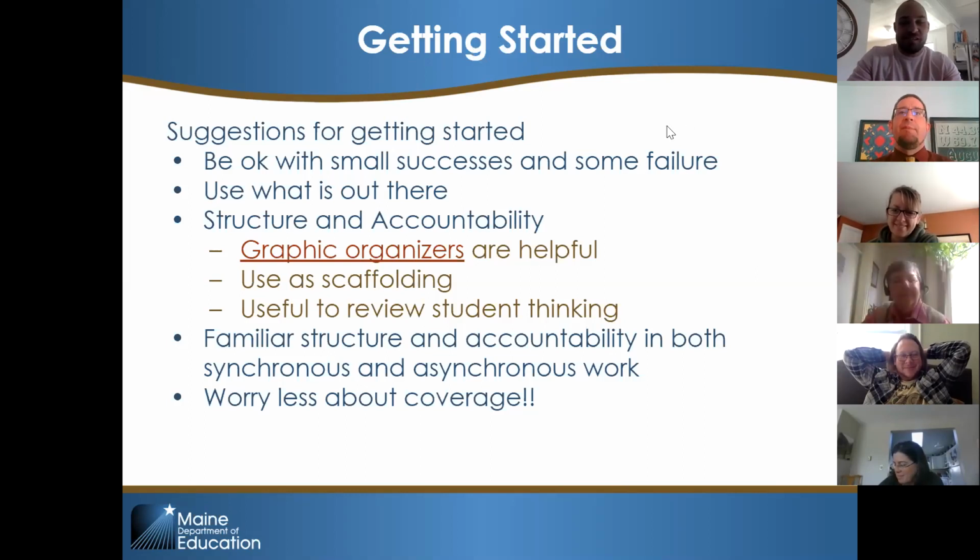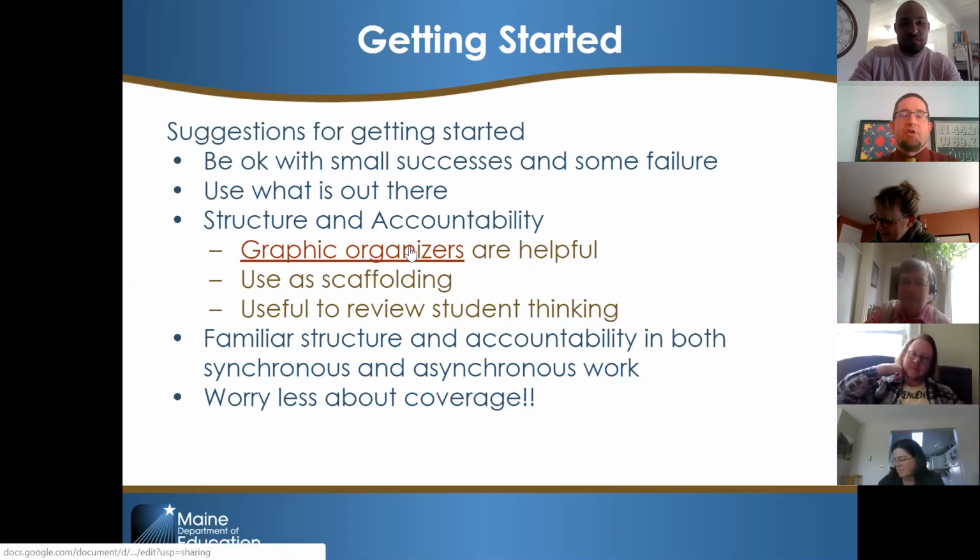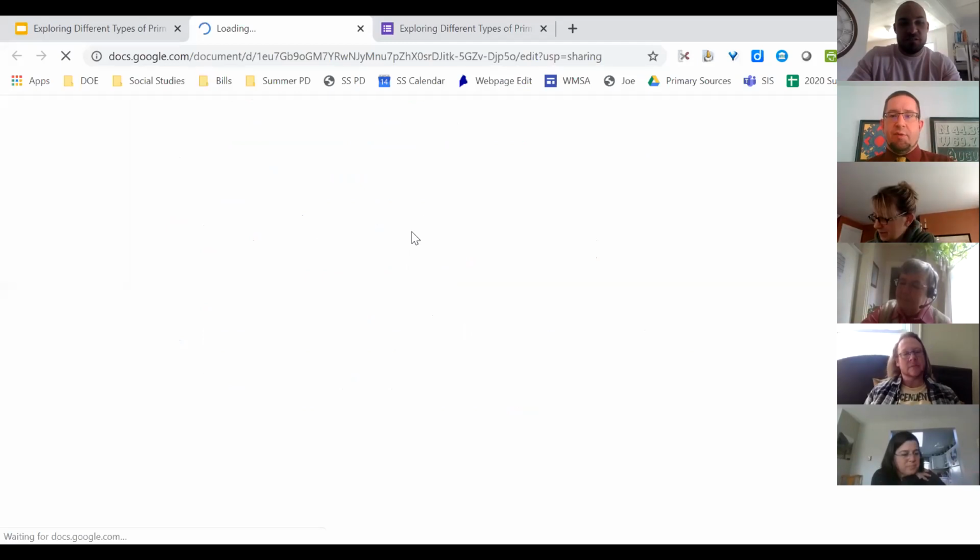But it takes time and repeated exposure for students to understand there's going to be multiple points of view if you give multiple documents. Give graphic organizers. I just came across this one the other day, so I bookmarked it just for this one.